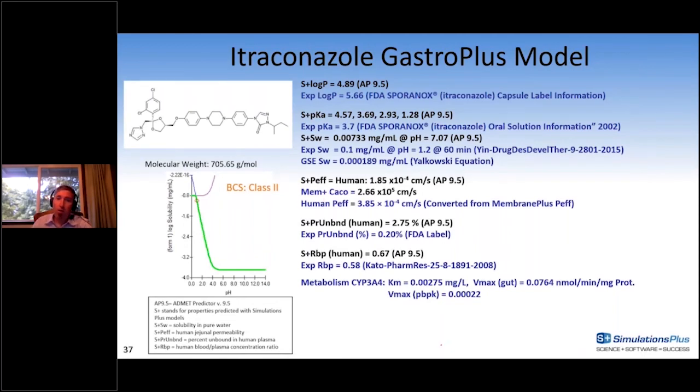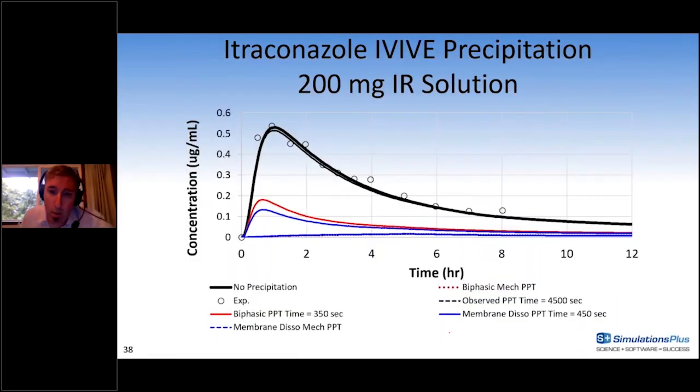We can then predict precipitation in vivo for the solution formulation, and we predict essentially no precipitation in the in vivo experiment. Maybe if you want to say the observed precipitation time is somewhere around 4,500 seconds, but none of the in vitro parameters are even close to predicting that. They all way over predict the precipitation for the solution. The closest one is the biphasic precipitation time of 350 seconds.